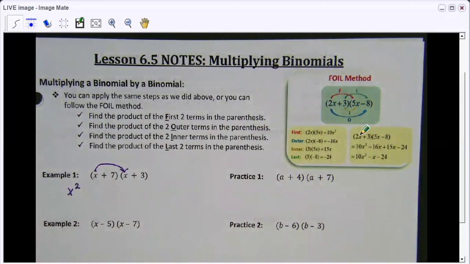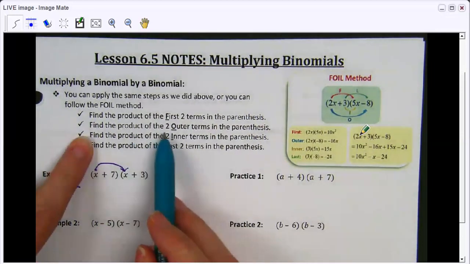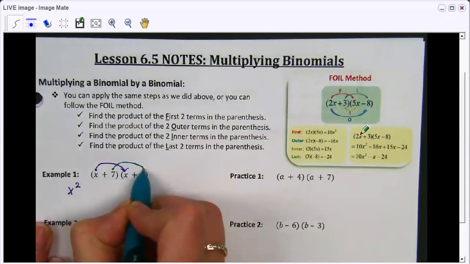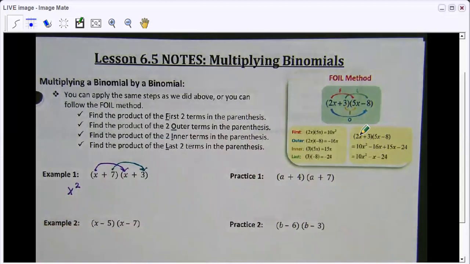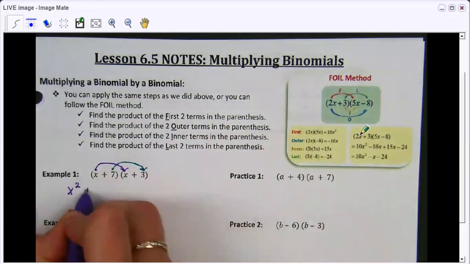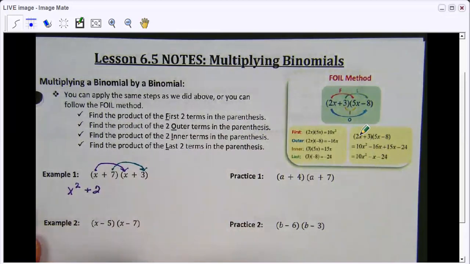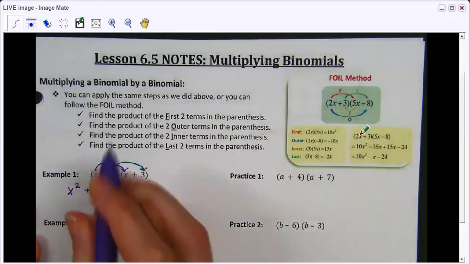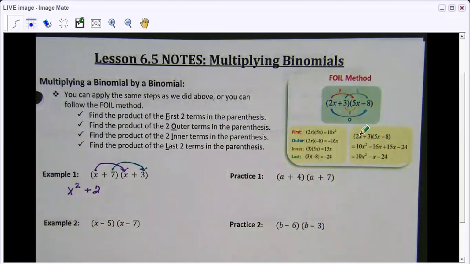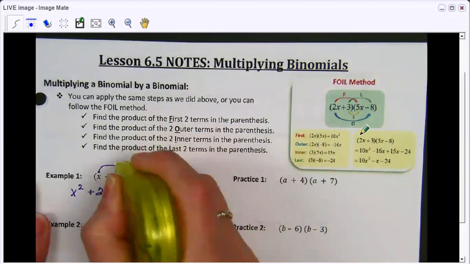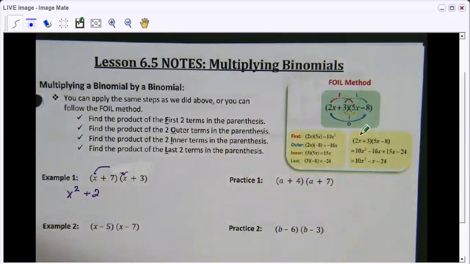Okay, the next thing that I am going to multiply is the two outer terms. So the 7 times the 3. Okay, so 7 times 3 is 21. Oh, that's not right. Yes, I messed up. Hold on just a second. I did the two second terms. Hold on. All right. Sorry about that.